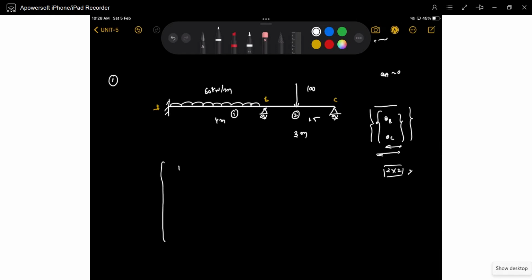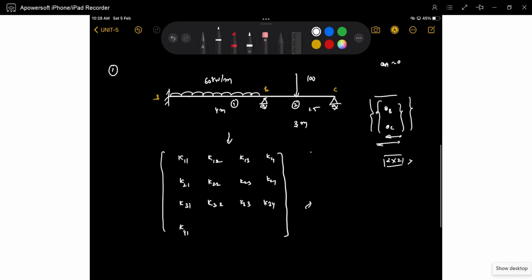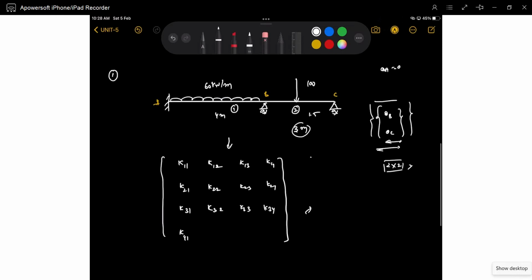For the first element, k11, k12, k13, k14, k21, k22, k23, k24, k31, k41 for the first element. So the forces we already developed. Second element also same thing, but the values are changing because 3 here is 4.